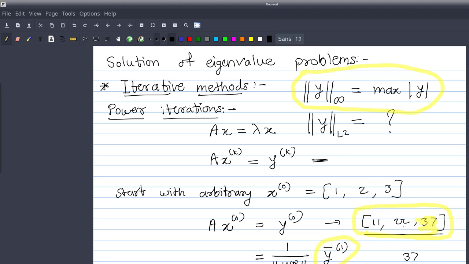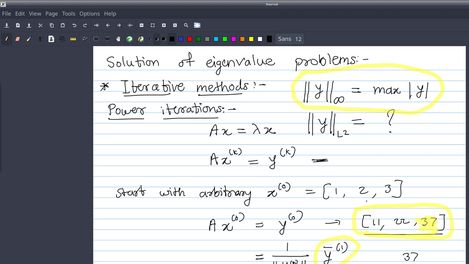For example, you started with 1, 2, 3, you got something, then you will get x1 as something else, then you will get again x2, x3, x4, x5. When will you stop this calculation? When xn is equal to yn, that is, if Axk is equal to yk? That will never happen.